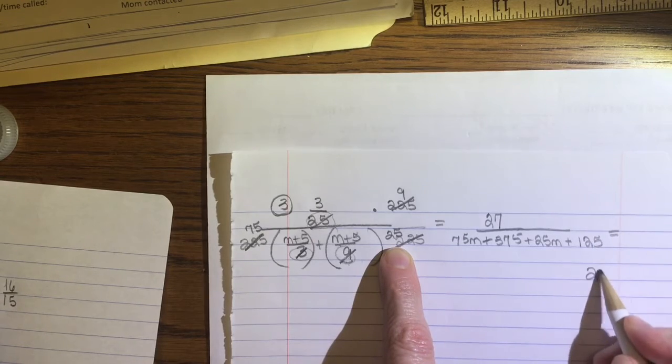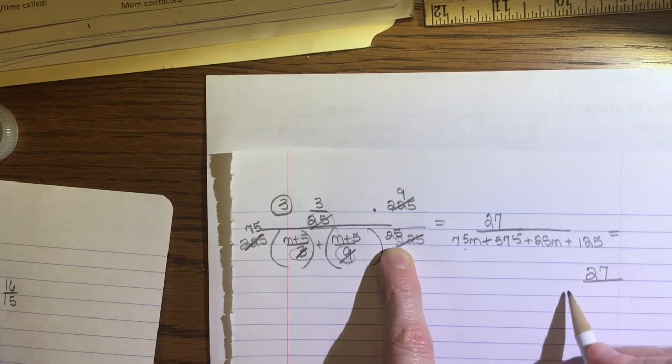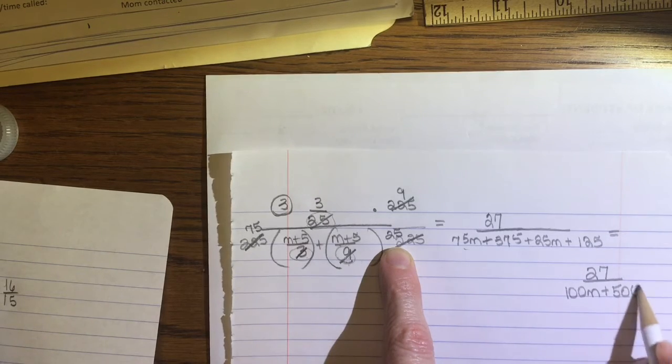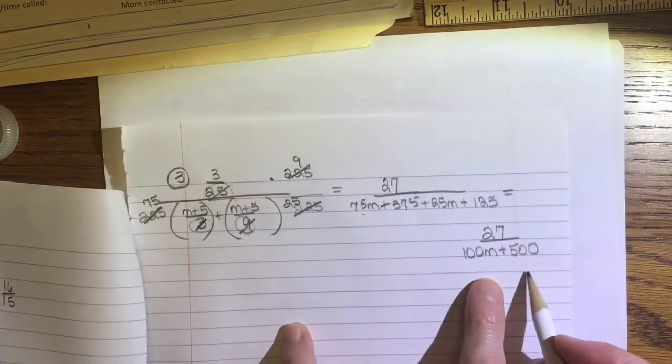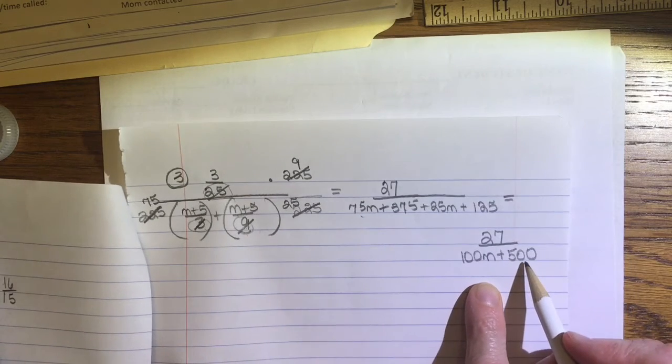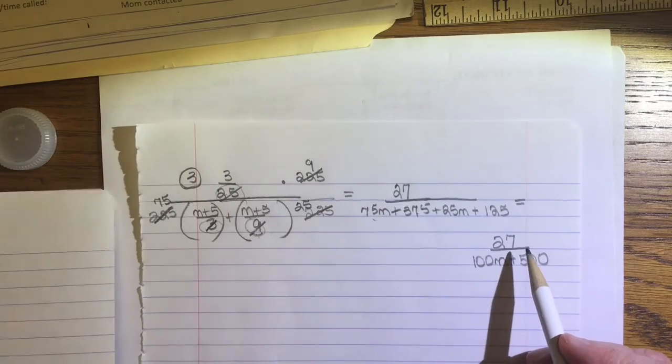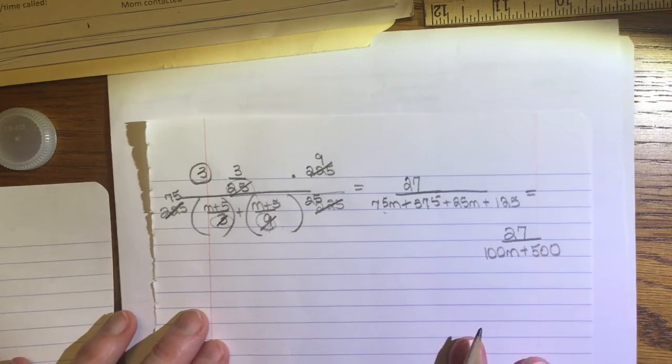So cleaning up that denominator, we have 100M. And we've got 500. Now, there is a GCF of 100. But nothing will cancel with a 27, so we're going to leave it without parentheses.